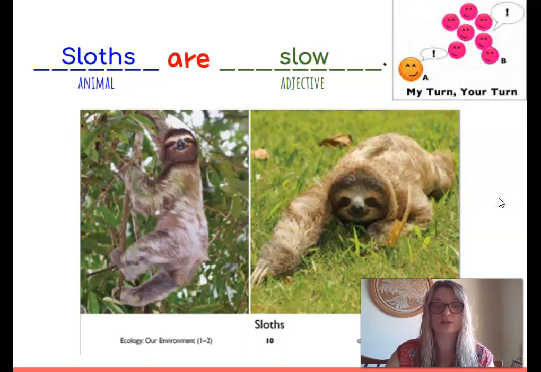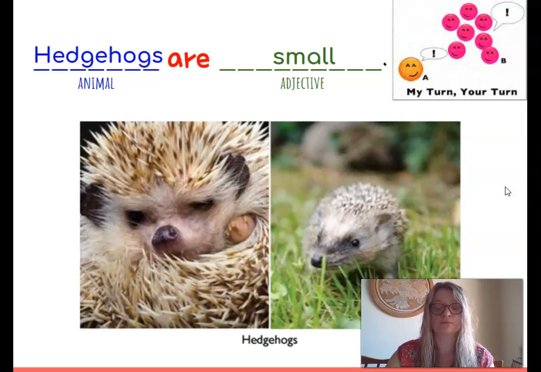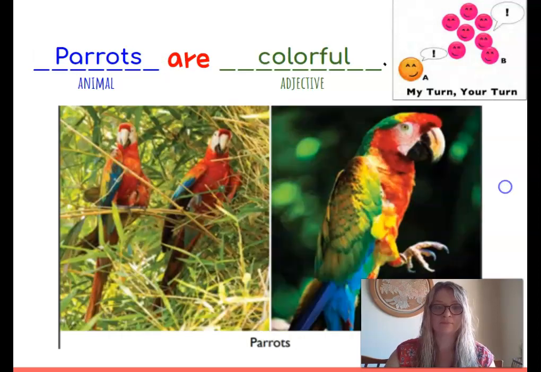My turn. Sloths are slow. Your turn. Sloths don't move around hardly at all. They spend most of their time just sleeping up in the tree, and when they do move, it's very slow. My turn. Hedgehogs are small. Your turn. My turn. Parrots are colorful. Your turn.